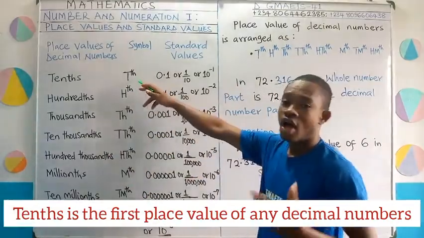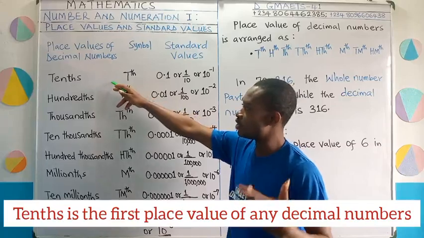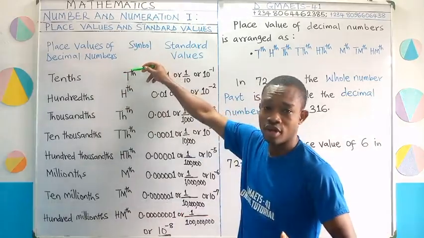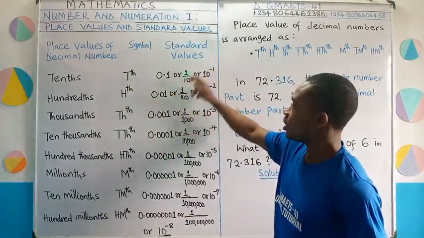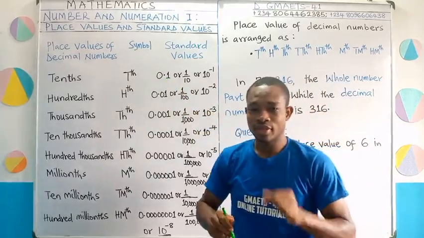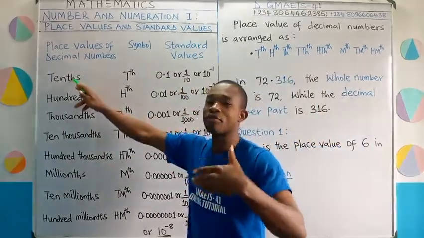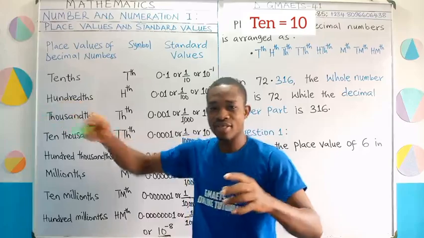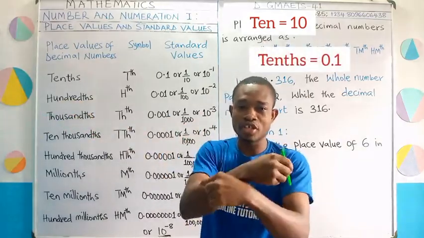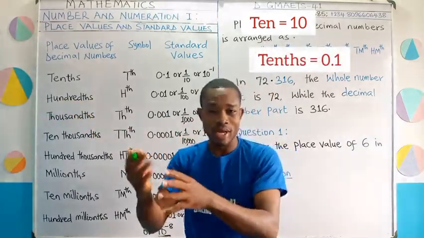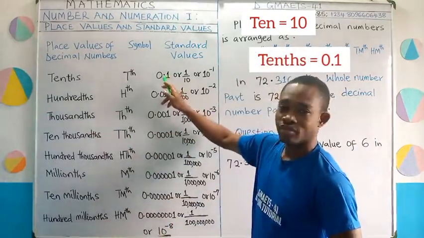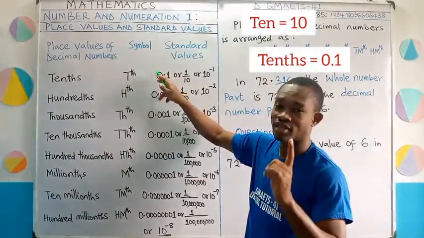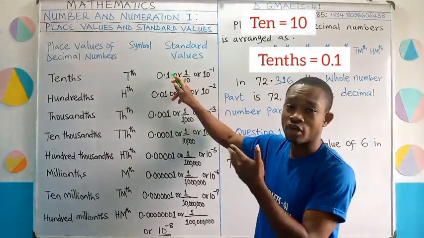Now, let us get back to this. Our first place value for decimal numbers is tenths. We use T and then TH on top. The standard value is 0.1. Remember, this is taken from 10. Tenths is like you're doing the opposite. You interchange the position of the 0 and 1, then you put a point. So instead of 10, you have 01. After the first 0 digit, you put the point, and then you have your 1.